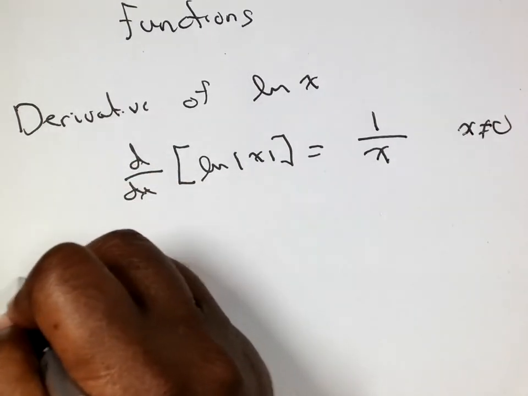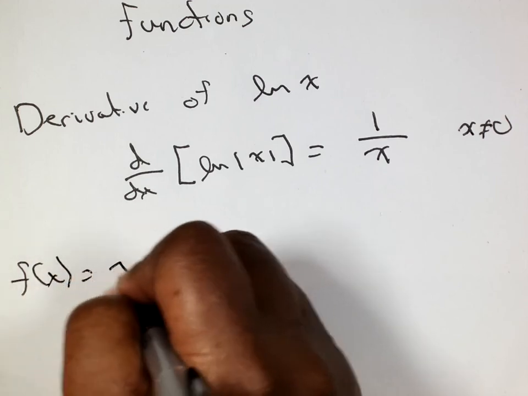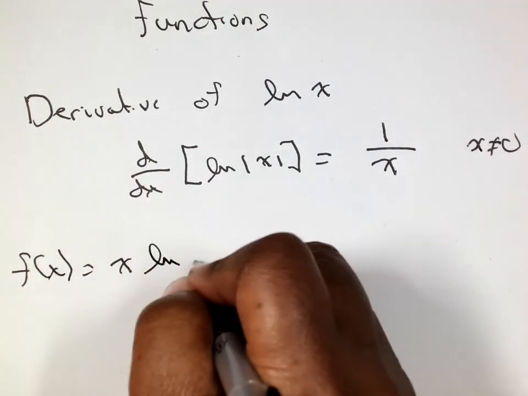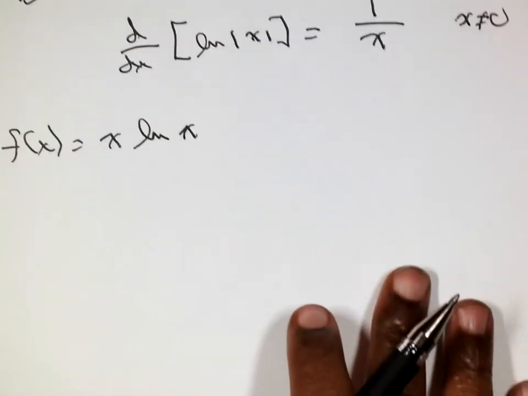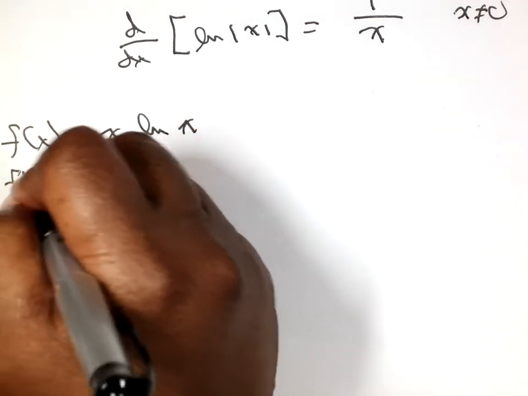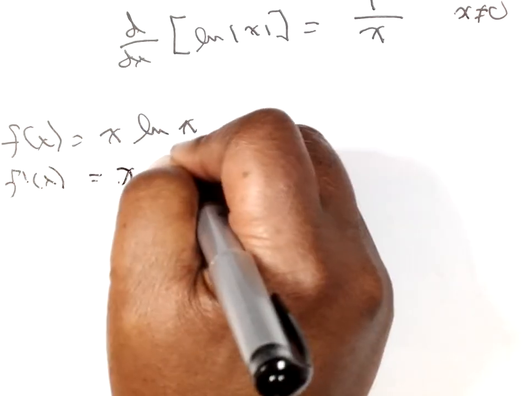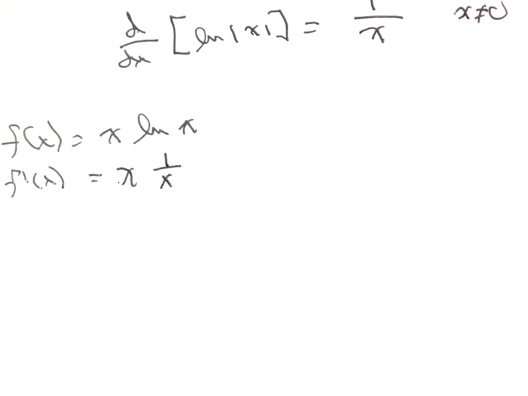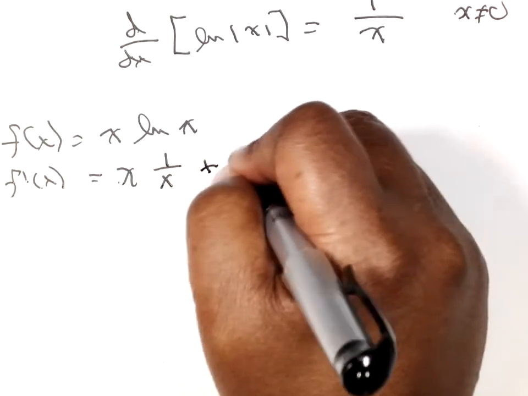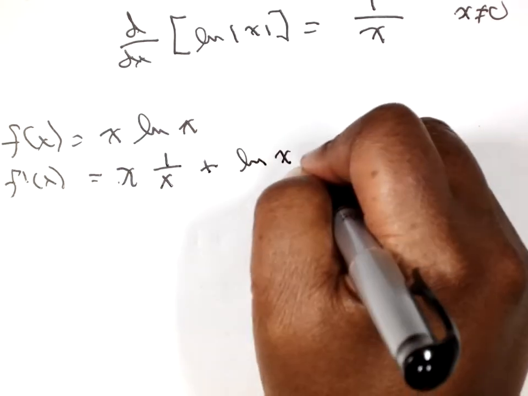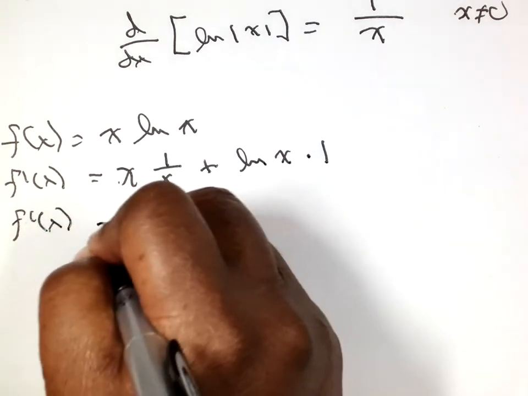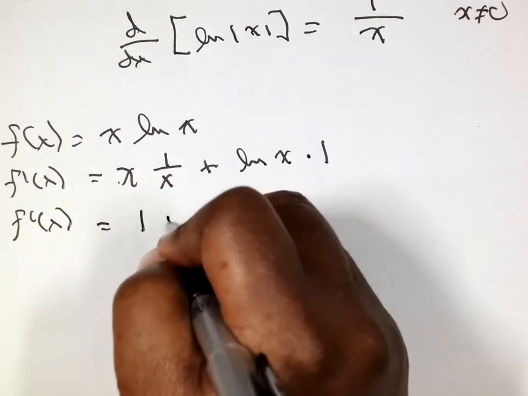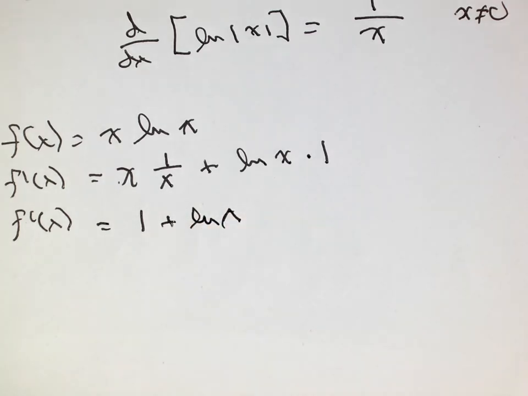So some examples. We have f of x equals x times the natural log of x. We're going to need to use the product rule for this. So f prime of x is x times the derivative of ln of x, which is 1 over x, plus ln of x times the derivative of x, which is just 1. So this simplifies: x times 1 over x is just 1. We get 1 plus the ln of x.